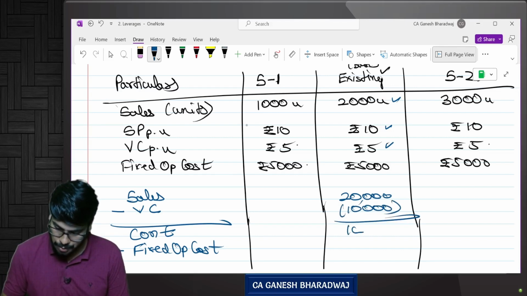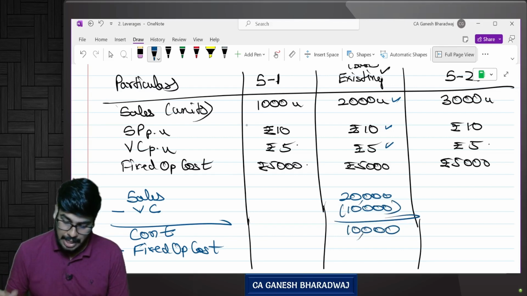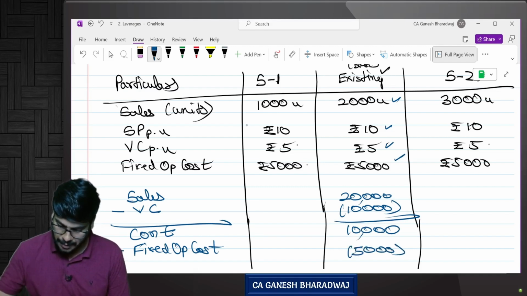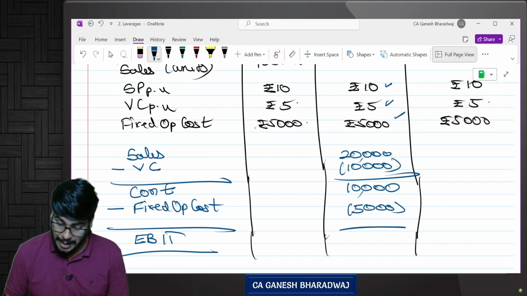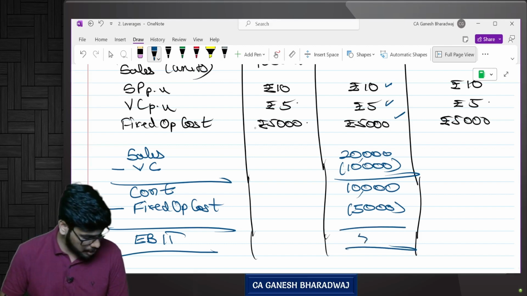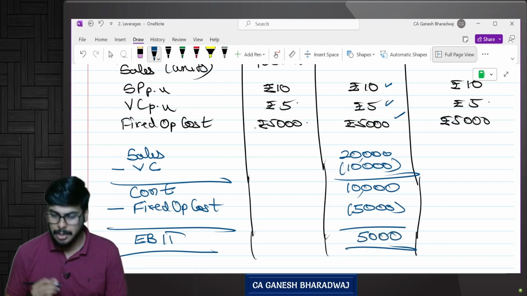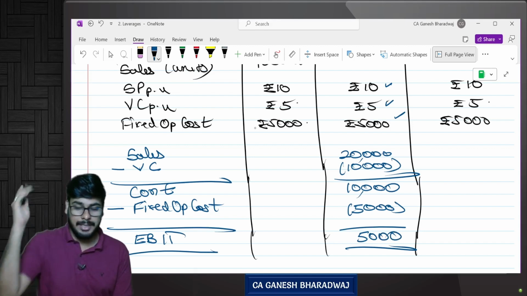So what's the contribution? The contribution is going to be 10,000, right? What is the fixed operating cost? 5,000 rupees. So 10,000 minus 5,000, you get an overall operating profit, EBIT, of how much? It's going to be 5,000 rupees. Are you clear with this?